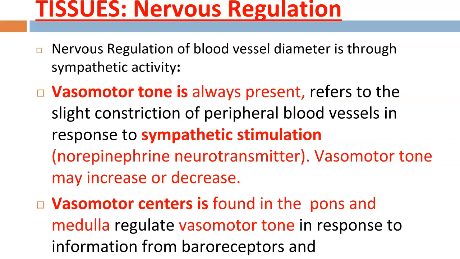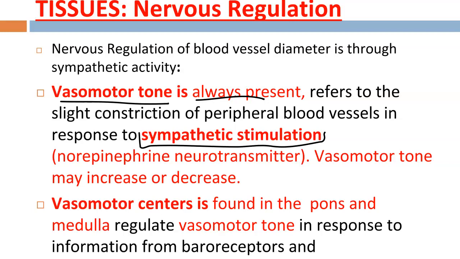Okay. Now, at any given time, all blood vessels are slightly constricted at all times. So when sympathetic stimulation increases, the vessels are more constricted. If it decreases, they will be less constricted. Okay, but that slight constriction of blood vessels due to the sympathetic nervous system is called vasomotor tone. And that is always present. And it will just increase or decrease depending on the level of sympathetic stimulation.